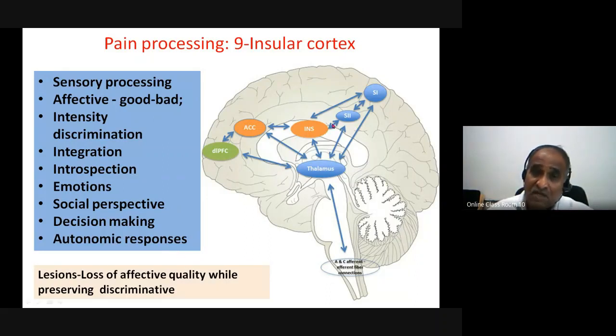This is a social perspective of the insular cortex, and it helps decision making, especially in reference to the prefrontal cortex. At the same time, it will help the autonomic responses which come from the hypothalamus to the medulla, and then further down to sympathetic and parasympathetic components. So these are all the functions of the insular cortex. The inputs which reach it perform all of these things. Now, lesions of the insular cortex produce a loss of this emotional or affective quality, while the discriminative components remain intact. Same thing as with the anterior cingulate cortex ablation.